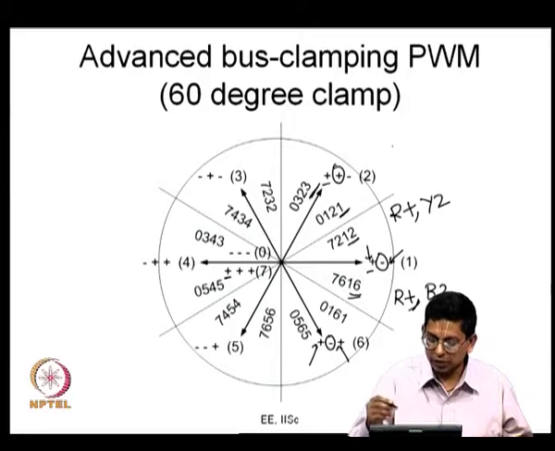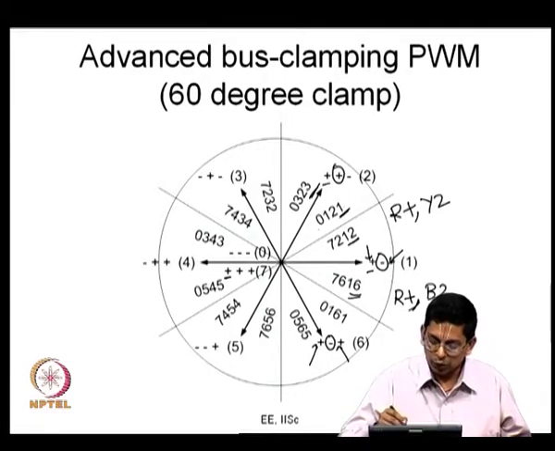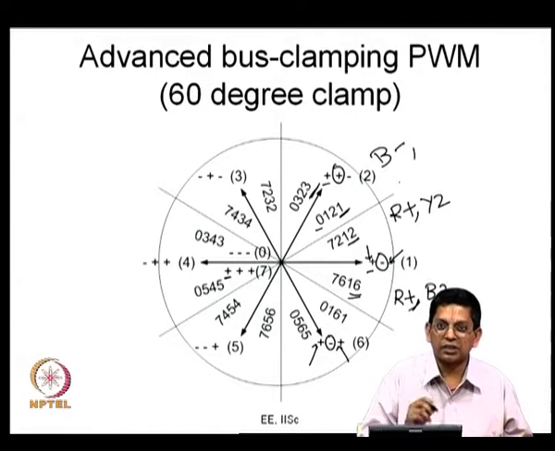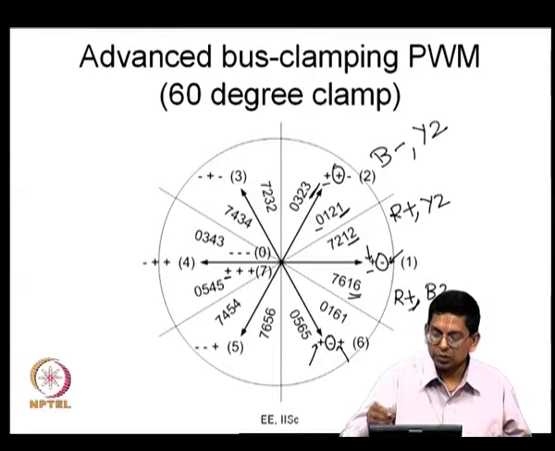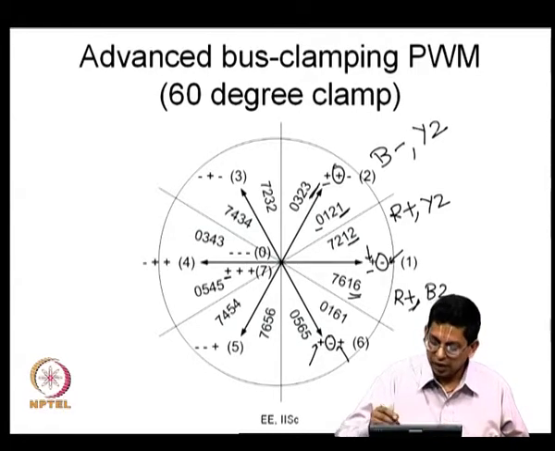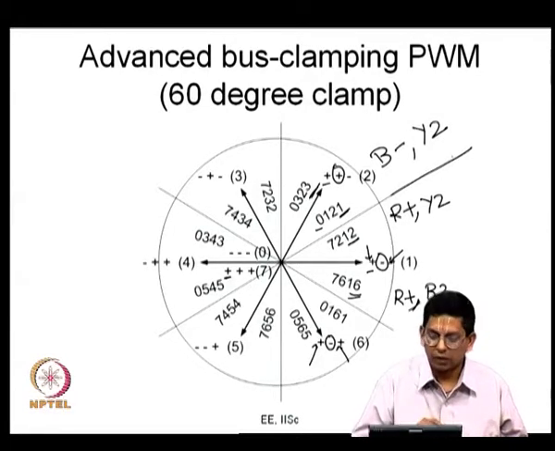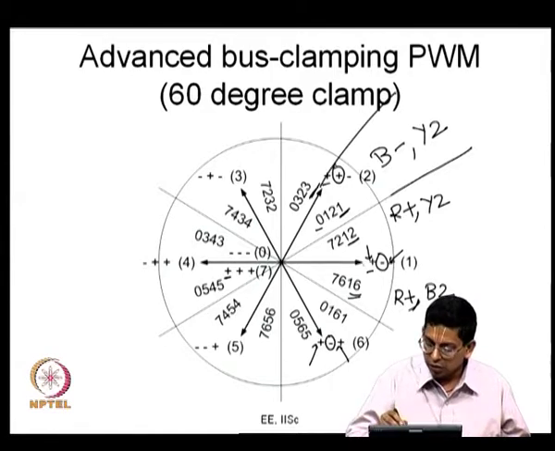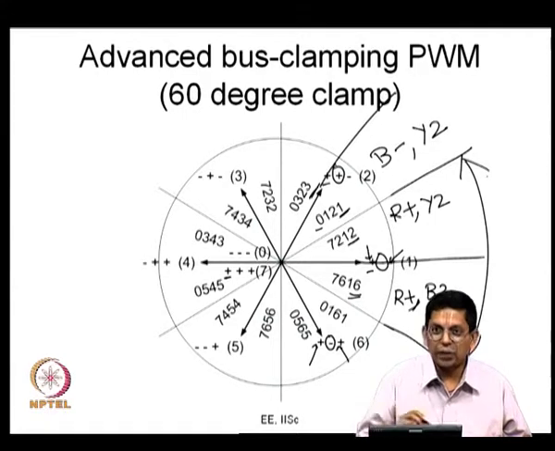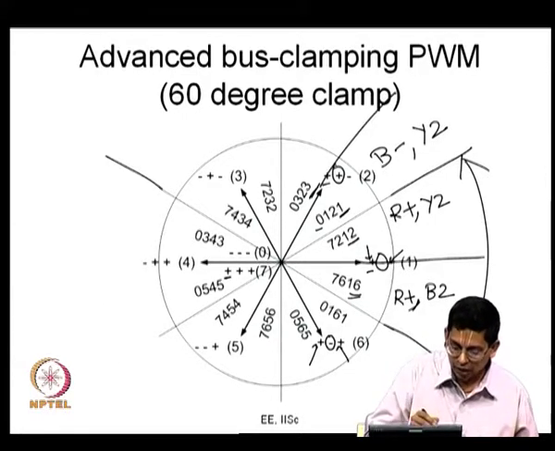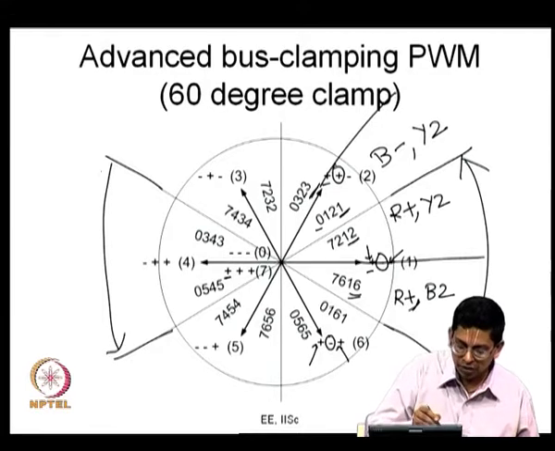Let us go back to our sector 1. In sector 1, what happens when you use zero state 0? It is clamped, like B negative. This is very similar to the 60 degree clamp before. Now, which phase switches twice? Y phase switches twice. And this is the 0 crossing of Y phase. So, what you can see is R phase is clamped. Where is R phase clamped? R phase is clamped during the middle 60 degree duration. Here also you will find that R phase will be clamped during the middle 60 degree duration to the positive bus.